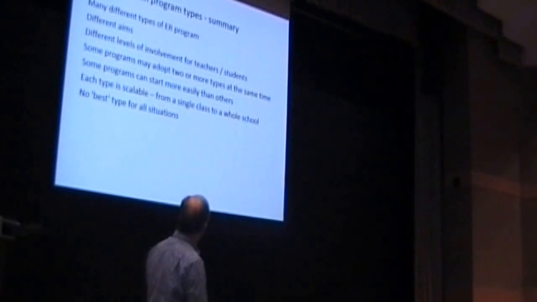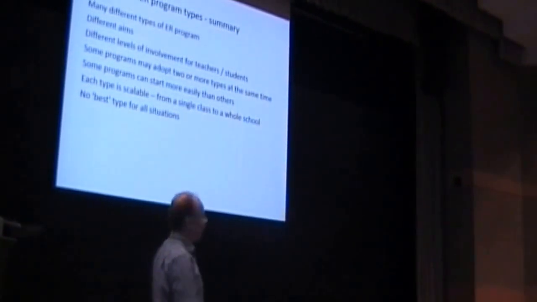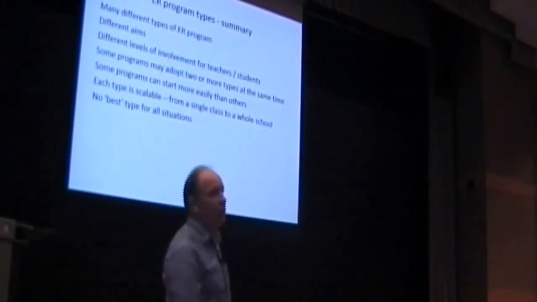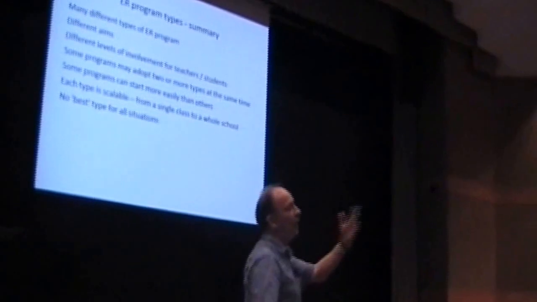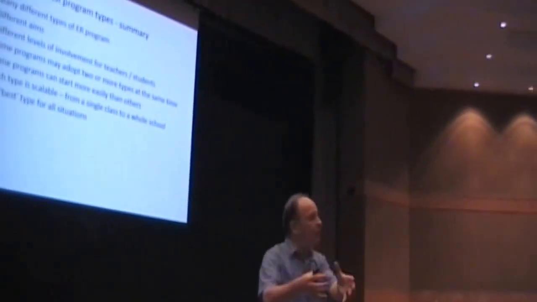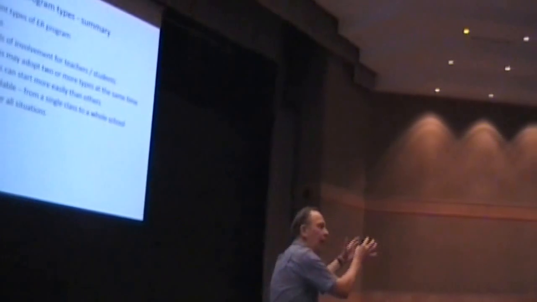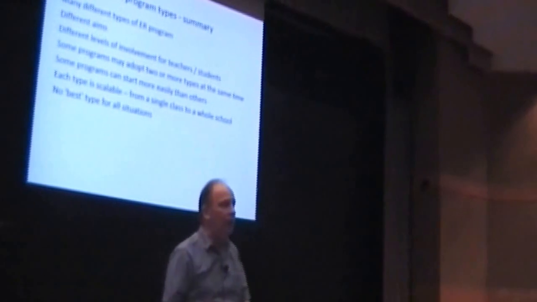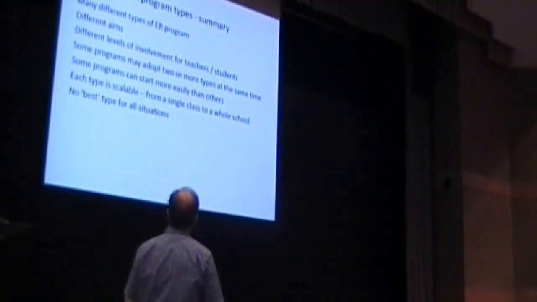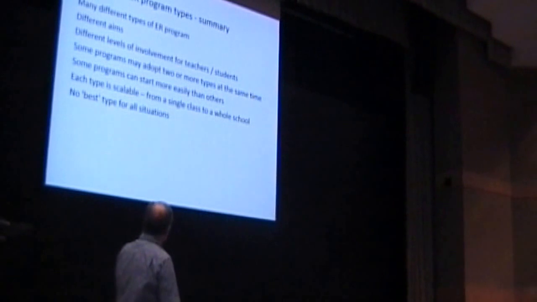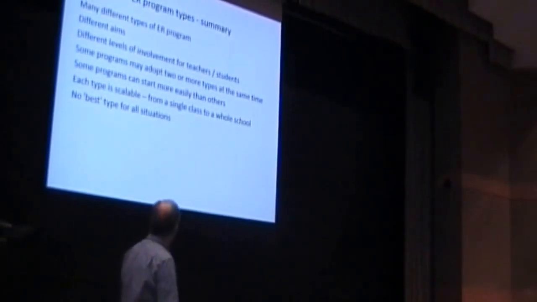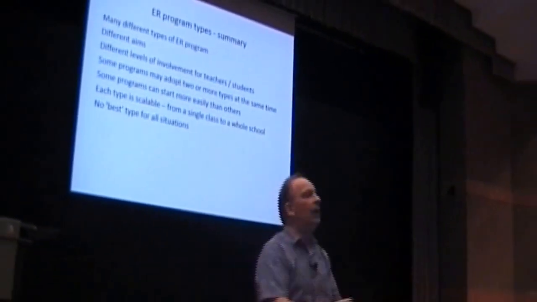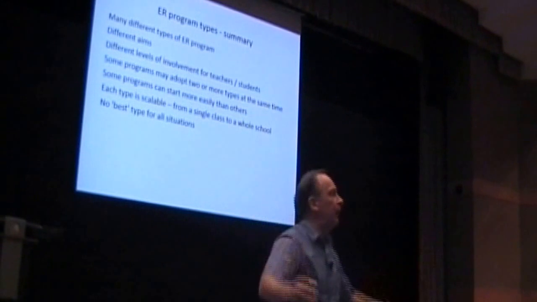But this means there are many different types of ER programs, different aims, different involvement for teachers and students. Some programs may adopt two or three different types. You may have something that's integrated. You may have part of it where you've got a class reader at one point, then you may do ER as literature. So you may find in an extensive reading program you've got different flavors of extensive reading going on, not just one form. Some programs can start more easily than others, and each type is scalable. Yes, all of these programs are scalable, so you can start with one class and scale them up to maybe a year, a whole school, a school district.